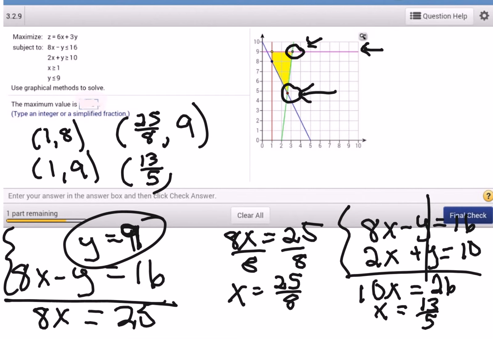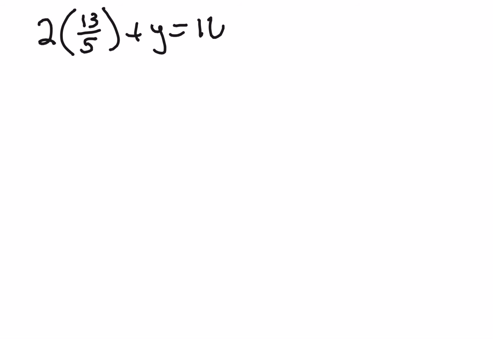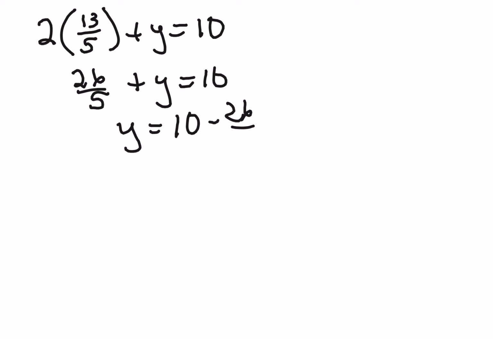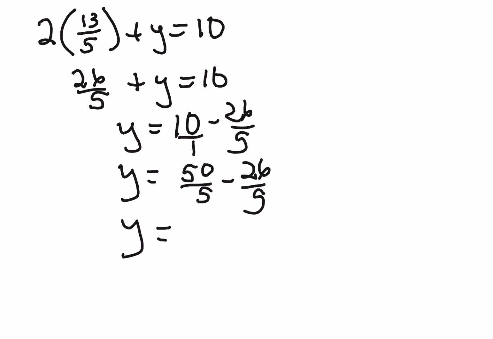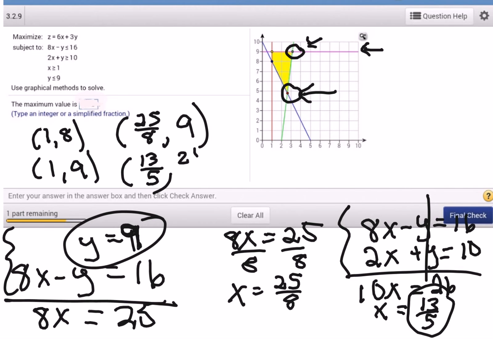I need to find my y value, so I will take this 13 over 5 and plug it back into one of the 2 equations. So let me get us a clean sheet here. I'm going to use the 2x plus y and plug in my x value to find out what my y value is. That's going to be 26 over 5 plus y equals 10. Then y equals 10 minus 26 over 5. With a common denominator, that's 50 over 5 minus 26 over 5, which equals 24 over 5. So there is my y value, 24 over 5.